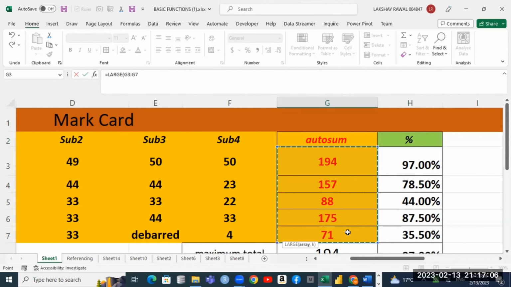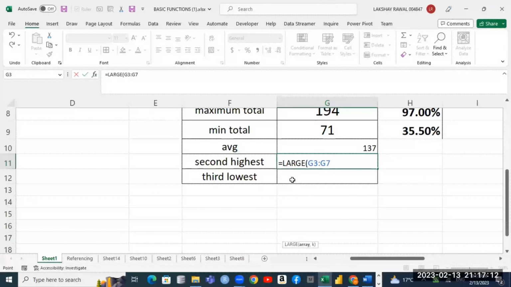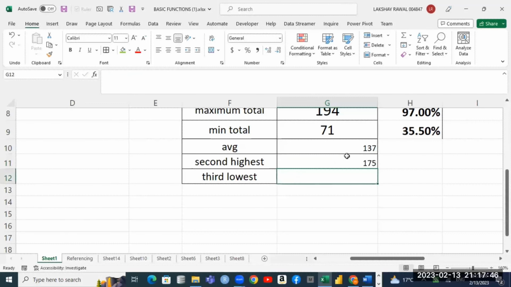This is my array. Array is nothing but a group of cells or range. So this is my array, comma. Just guess which highest I have to find out. Second. What should I type instead of k? 2. Just look at the bottom. When you press comma, what gets highlighted? The syntax. K is highlighted. So if k is highlighted, it means I have to give the value for k. So if I write 2 and press enter, what will it show me?